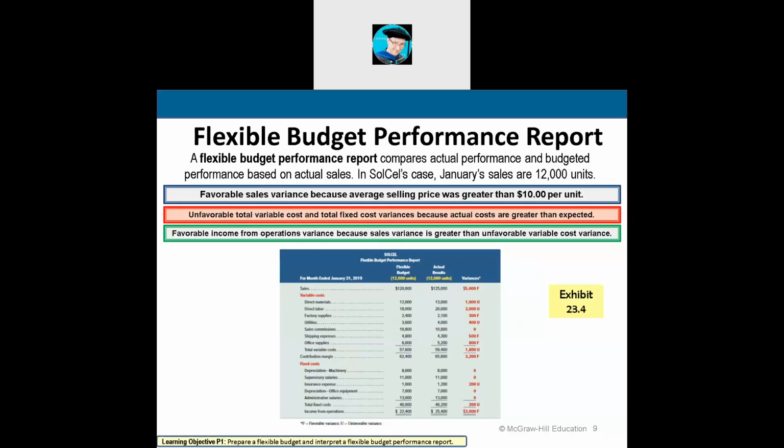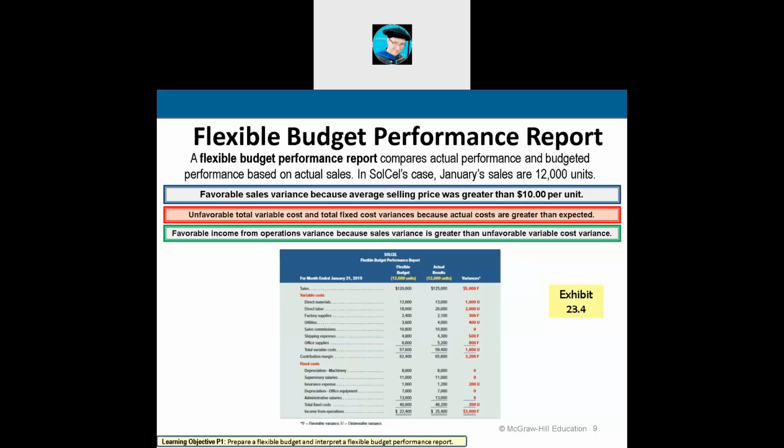But because I sold more than I budgeted for, there's going to be a couple of costs that will be unfavorable. My direct materials, I'm over by 1,000. Budgeted for 12, came in at 13. Unfavorable by 1,000. Direct labor, unfavorable by 2,000. Budgeted for 18, came in at 20. Factory supplies. Shockingly, I used a little bit less, so that one's favorable.